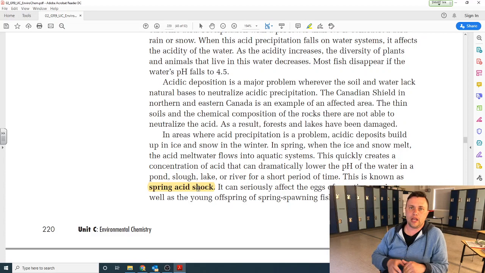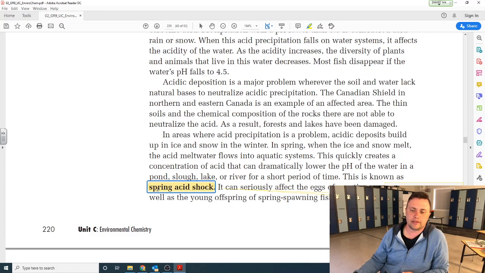And then in the springtime, when that snow begins to melt, it actually will shock the ecosystem. It'll dramatically change the pH balance of that lake, and it will kill off all those things that are trying to get a start in spring, making that lake what's called a dead lake. So this is a problem in springtime, which is why spring acid shock.